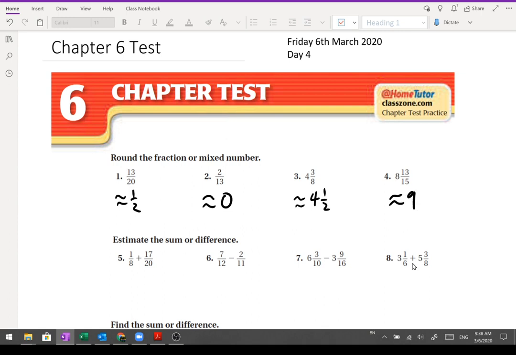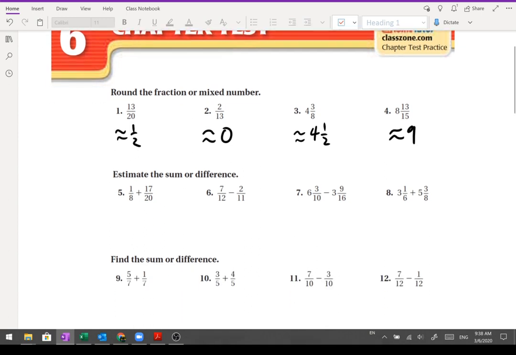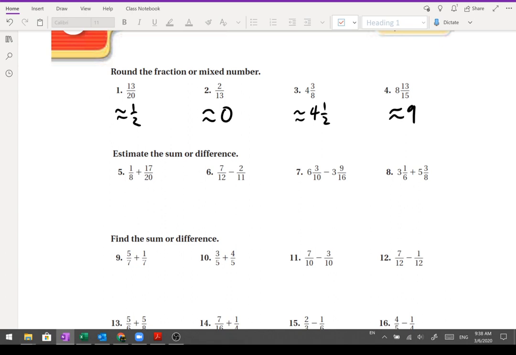closer to 9. Okay? Then for question 5 to 8, we have to estimate the sum or difference. So 1/8 is fairly close to 0, so that's approximately 0. And then 17 over 20 is approximately 1, and so that's 0 plus 1, which is approximately 1. Then for the next one, 7 over 12, I would say that's close to half. And then 2 over 11 is close to 0, so half minus 0 is just half.